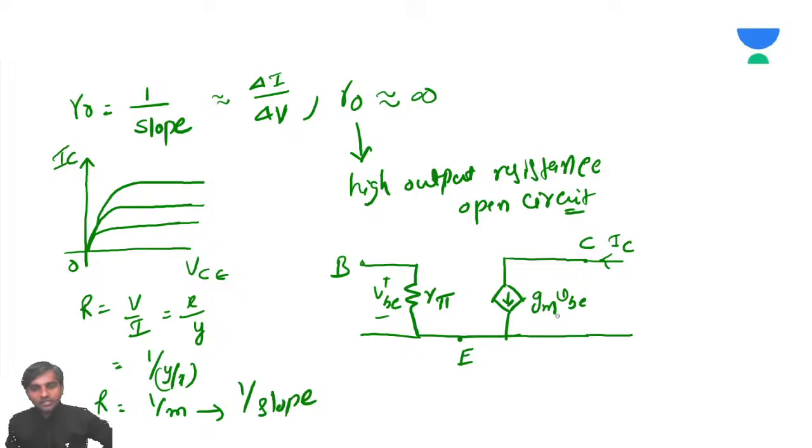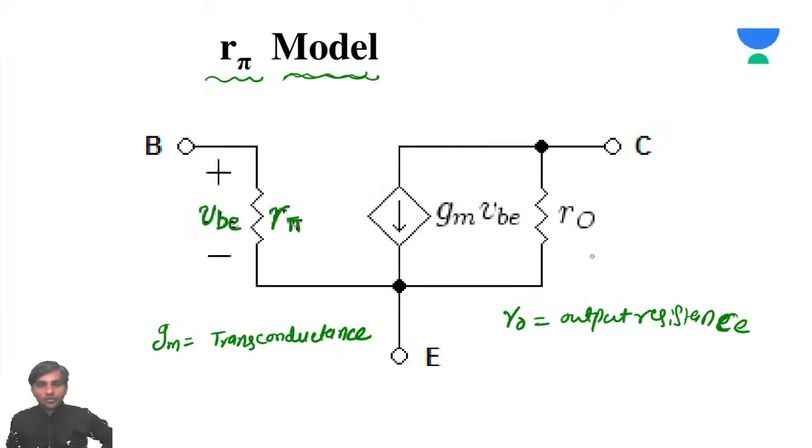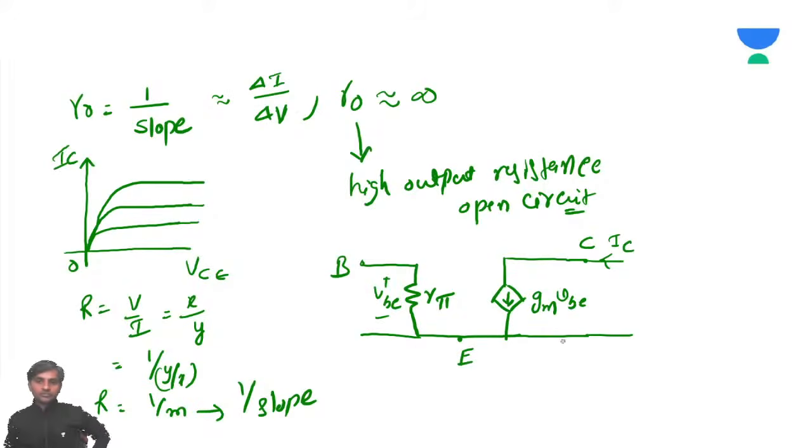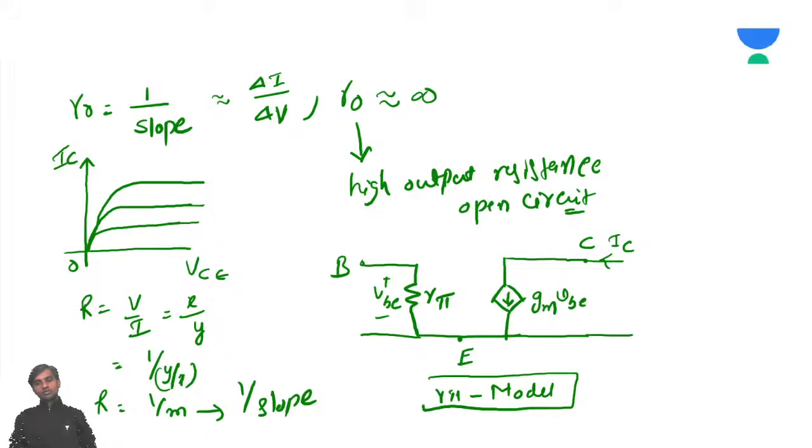The IC current is flowing here. So what is the output current? Output voltage is nothing given. So this is simply a simplified model, which I can call the RPi model. What unknown things do you not know? RPi and GM. RPi is very simple, sir. RPi is going to be beta by GM.